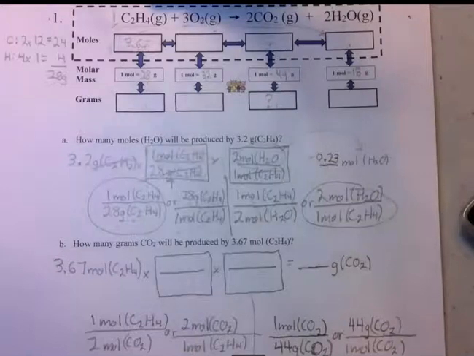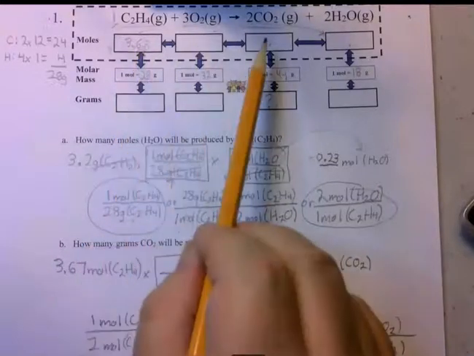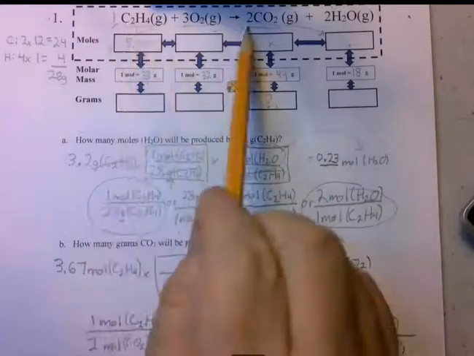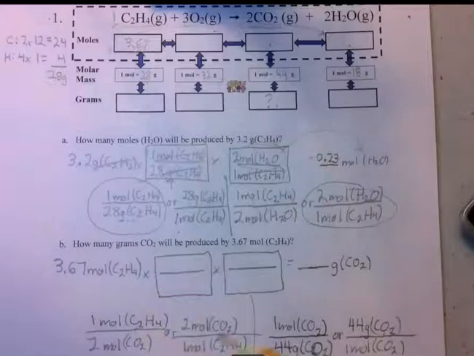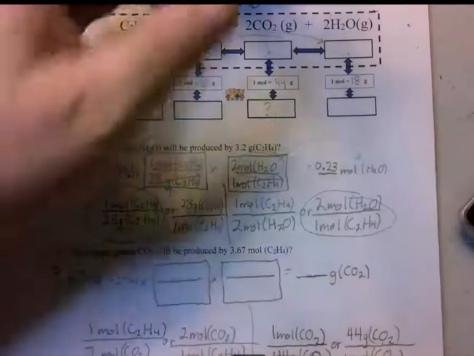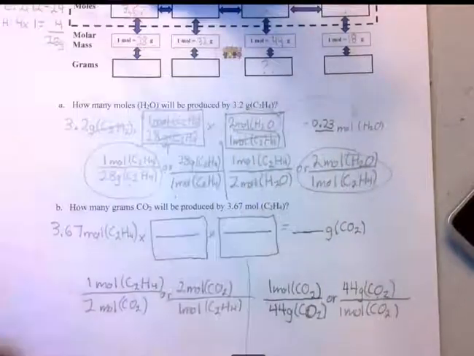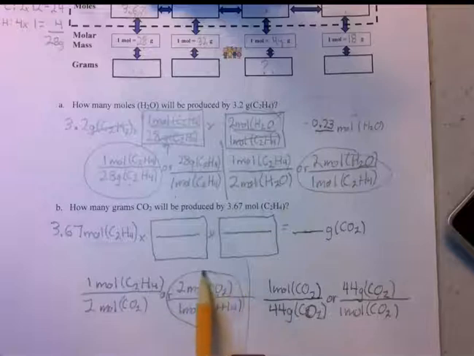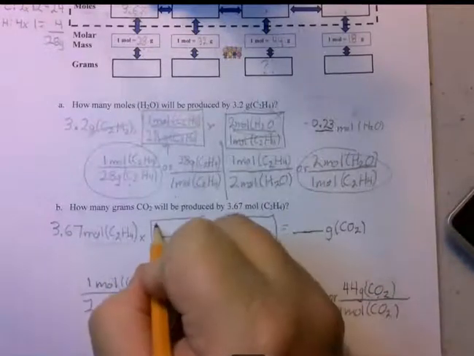All right, so the first thing is we need to go from moles of C2H4 to moles of CO2. So you can say there's 1 mole of C2H4 for every 2 moles of CO2, or you can say there's 2 moles of CO2 for every 1 mole of C2H4. So which one are you going to want in this box? Well, you start out with moles of C2H4, and that doesn't end up in your final answer. So you need moles of C2H4 to go away. So you're going to pick this one. Okay, so it's going to be 2 mole.